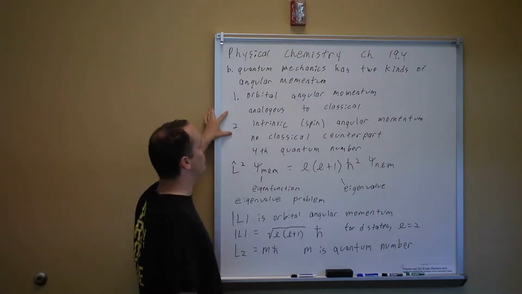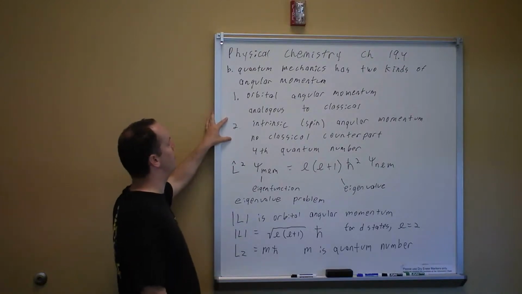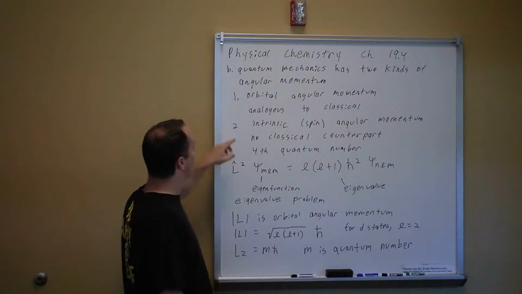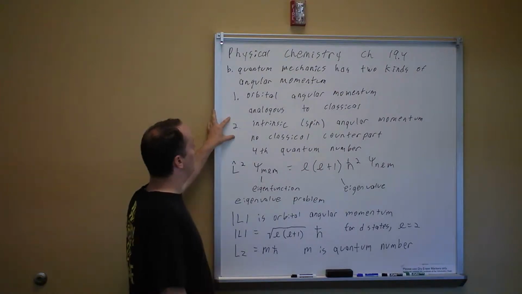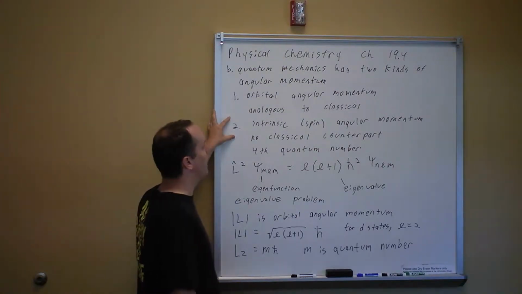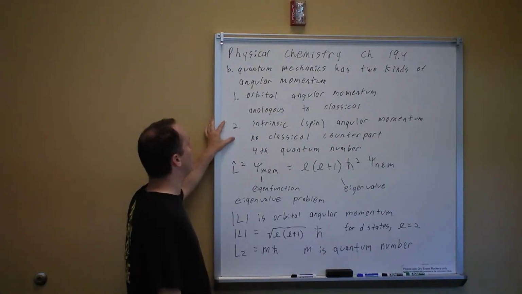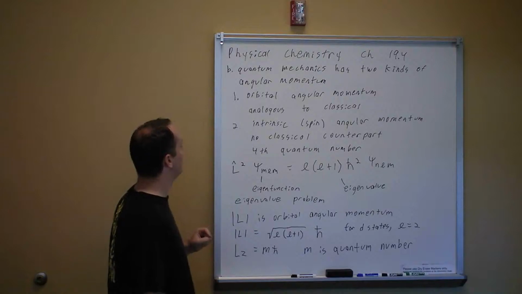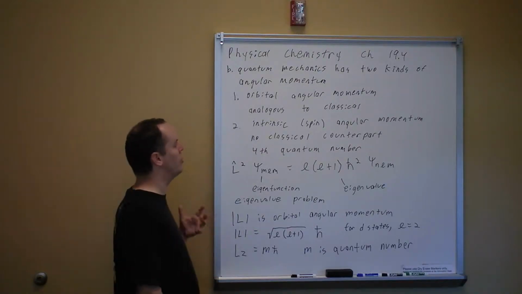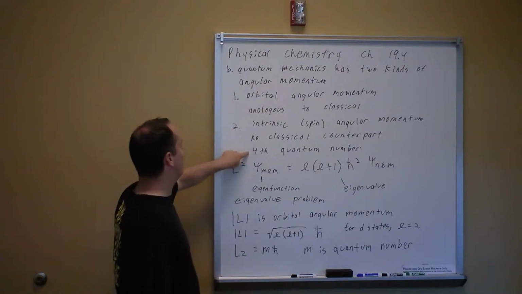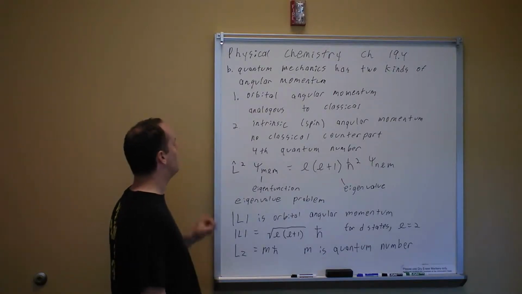And this is analogous to the classical picture that we just reviewed on the previous slide, except the computations might be different, of course. And then the second one is what we call intrinsic or spin angular momentum. Now this is something that just belongs to the particle and there is no classical counterpart. So don't try to visualize what it looks like, just do the math and not worry about what it means. So this is going to give us a fourth quantum number.